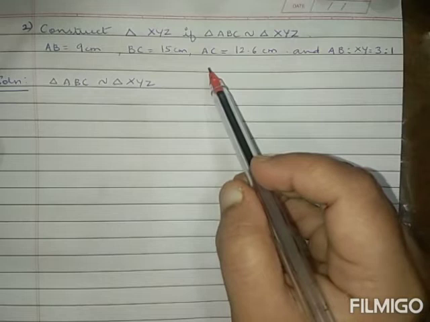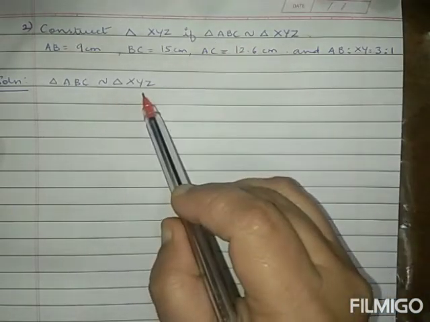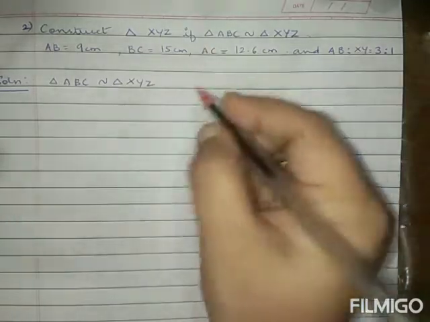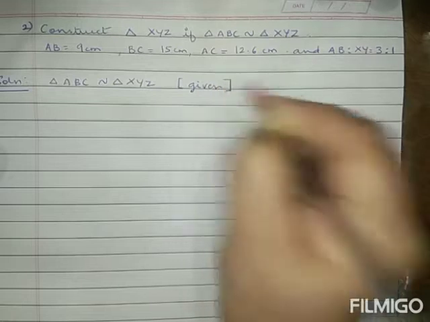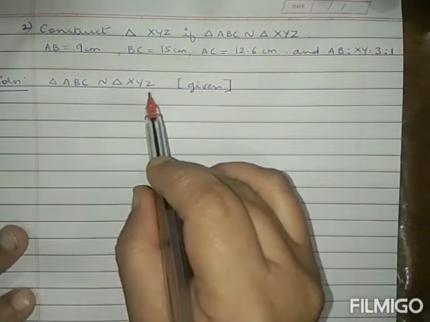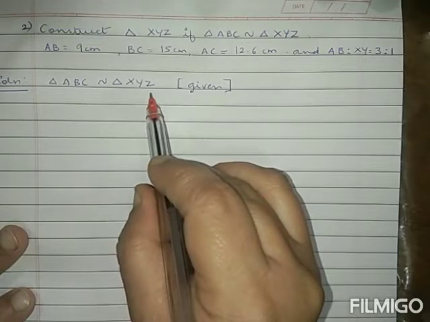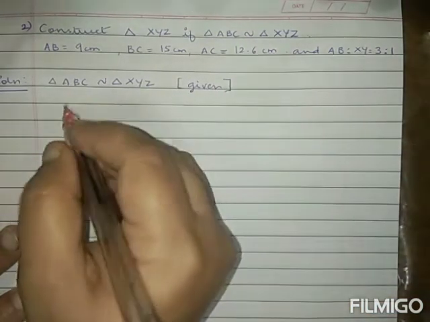Okay, so the first data that is given to us is triangle ABC similar to triangle XYZ. So this is given to us. When the triangles are similar, what do we know about their sides? That the sides bear a constant ratio. So let us write it down.